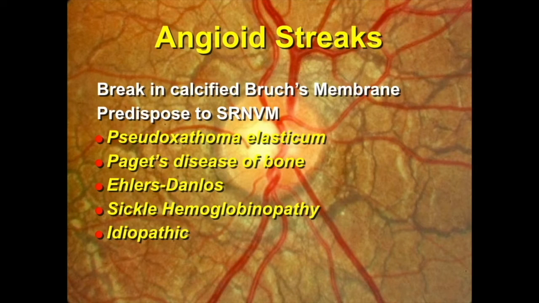Conditions that predispose to angioid streak formation include pseudoxanthoma elasticum, Paget's disease of bone, Ehlers-Danlos syndrome, and rarely sickle hemoglobinopathy. In some instances, they appear to be idiopathic. It's a question whether a lot of these patients may have mutations in the pseudoxanthoma elasticum gene. Angioid streaks do predispose to subretinal neovascular membranes, particularly when they are present in the macular region.